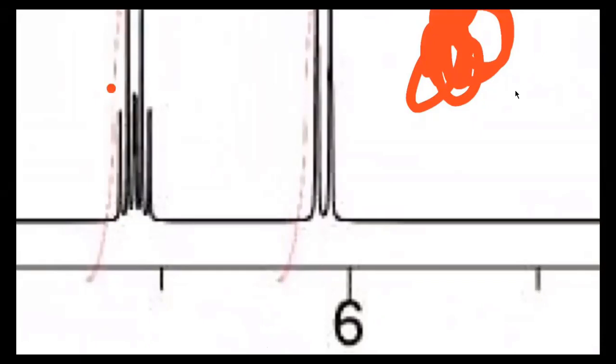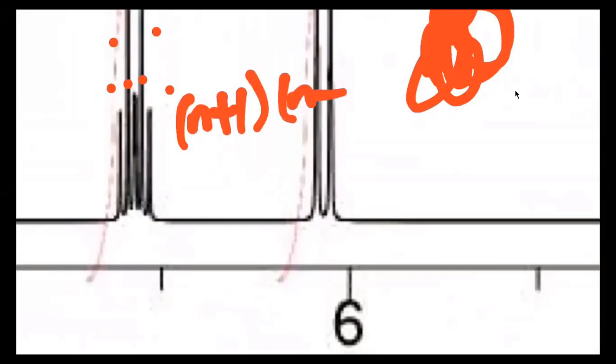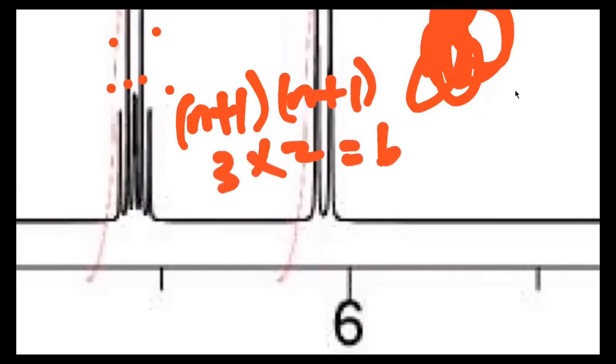It's kind of 4 lines right here, and then 2 in the middle. So the total number of lines for that signal is going to be split into 6 lines. It's like n plus 1 times n plus 1. One of them will be a triplet and one of them will be a doublet, so it'll be 6 lines. So it's either going to be called a doublet of triplets or a triplet of doublets. And we can't see the resolution, so I'm not sure which one it'll be.